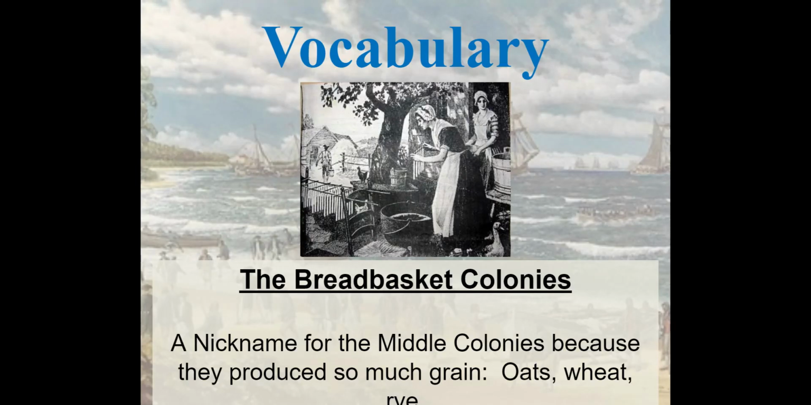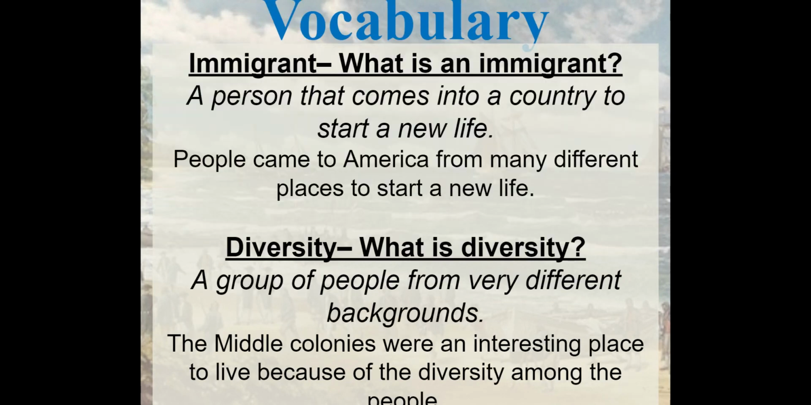All right, the middle colonies. Vocabulary: the breadbasket colonies. A nickname for the middle colonies because they produce so much grain: oats, wheat, and rye. What is an immigrant? A person that comes into a country to start a new life. People came to America from many different places to start a new life.